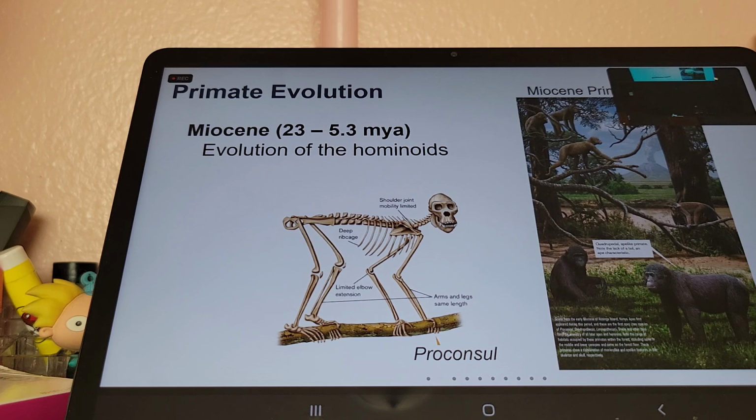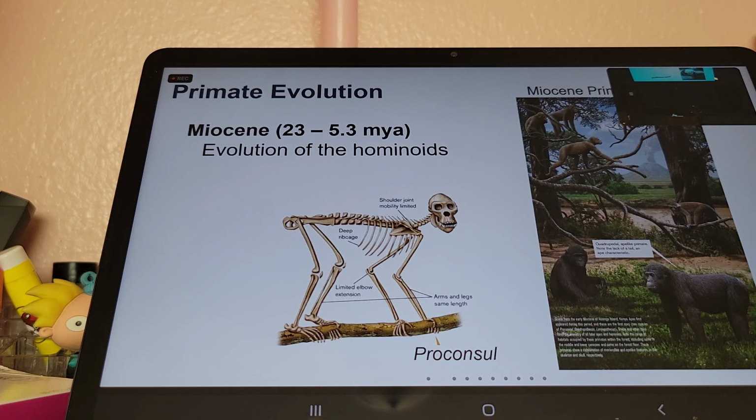So basically, in the Paleocene, we have our first possible primates. In the Eocene, we have the first true primates that look like lemurs, lorises, and tarsiers. Then in the Oligocene, we get monkeys, and in the Miocene, we see apes.